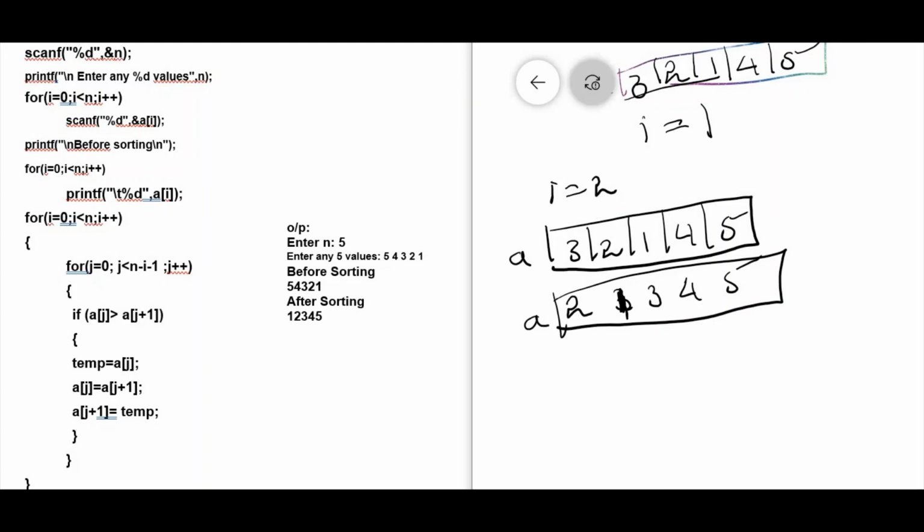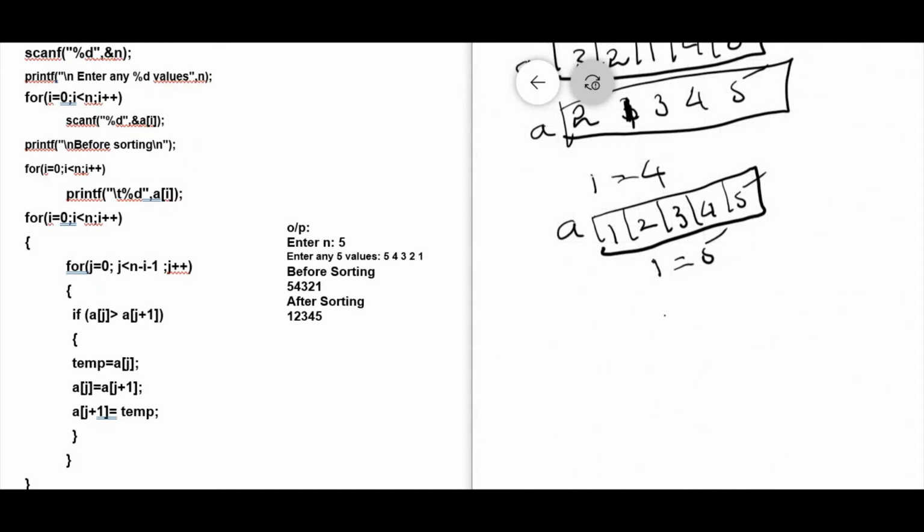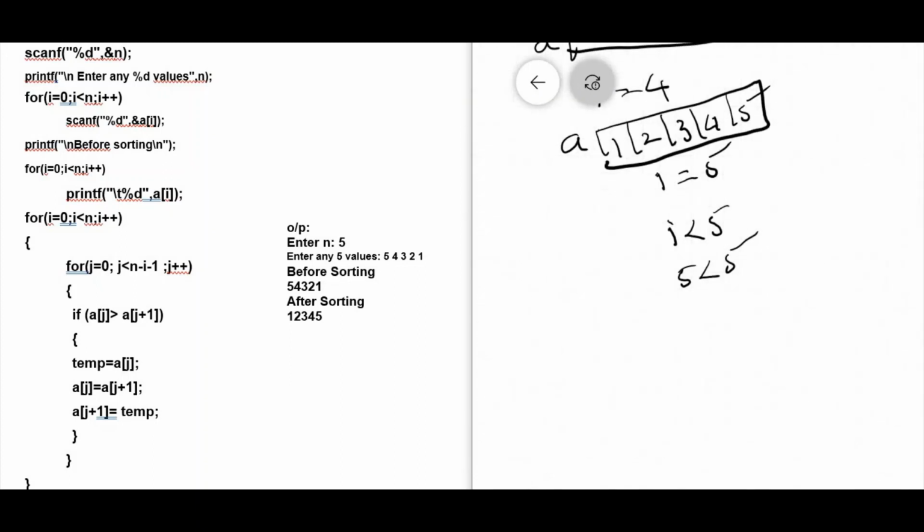Similarly, it goes on repeating until i becomes 4, and by the time i becomes 4, the content of the array will be 1, 2, 3, 4, 5. Now when i becomes 5, it does not satisfy the condition i less than 5, that is 5 less than 5. So it comes out of the loop. So by the end of the iteration, all the elements in the array are sorted.